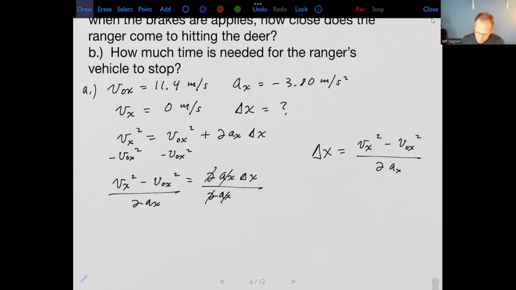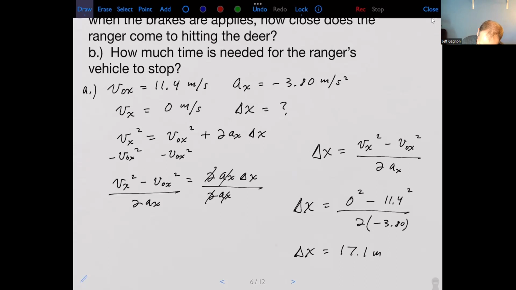Okay, so now let's plug in our values. Let's calculate what that displacement is. So we know the final velocity is 0, right? They come to a rest. The initial velocity was 11.4. I got to square that. And divide by 2 times the acceleration, which is negative 3.8. Again, this is good, right? The negatives are going to cancel here. So I'm going to get a positive displacement, which makes sense. I'm moving to the right. And if you work this out, you're going to find that your displacement is 17.1 meters.